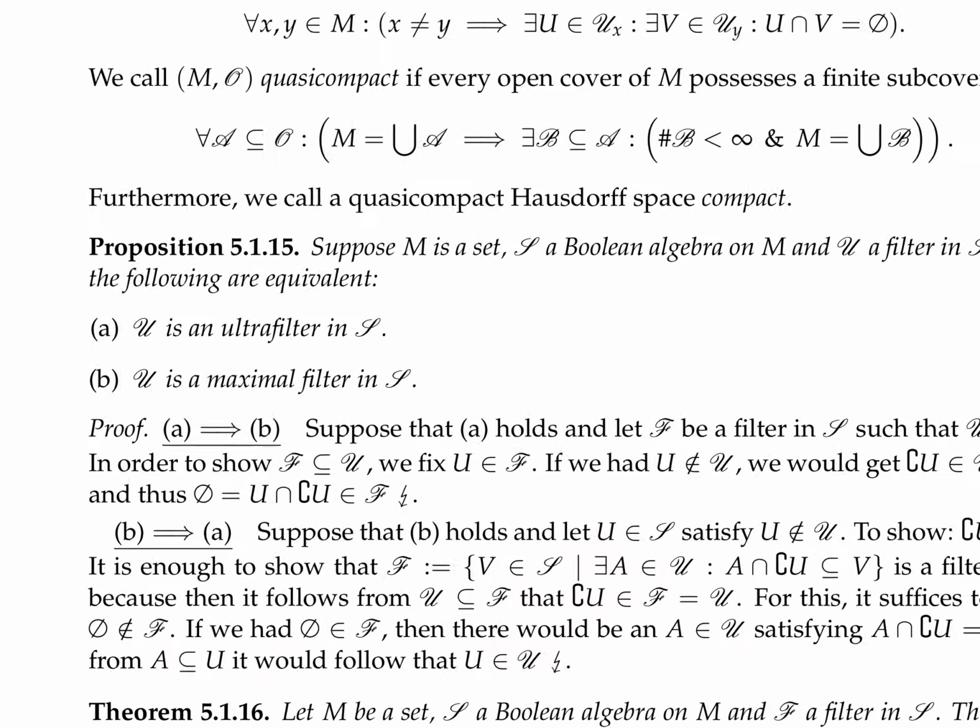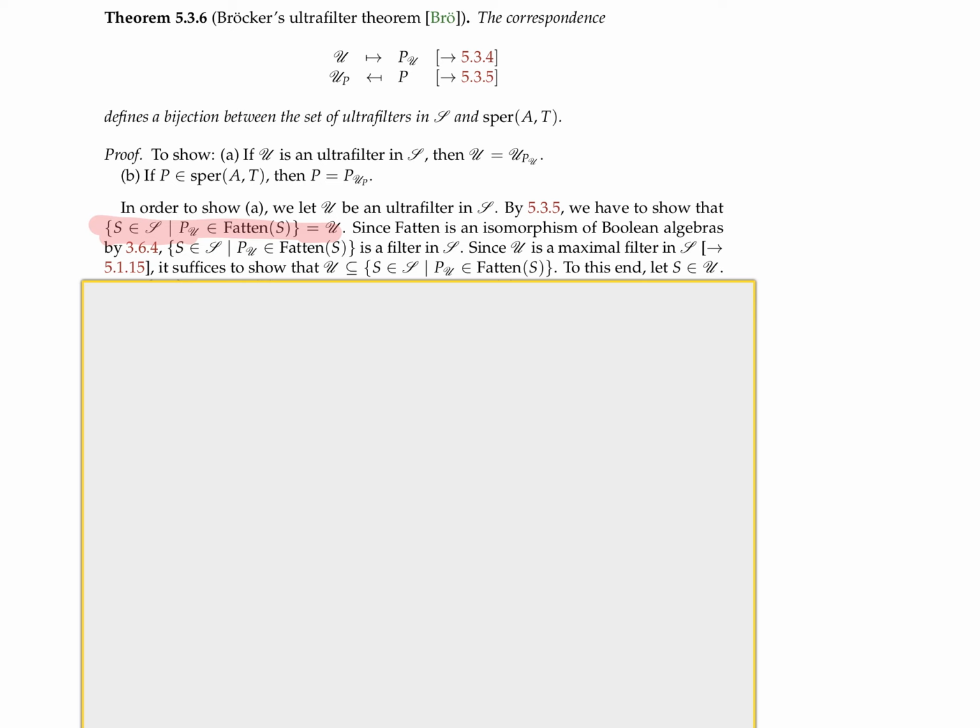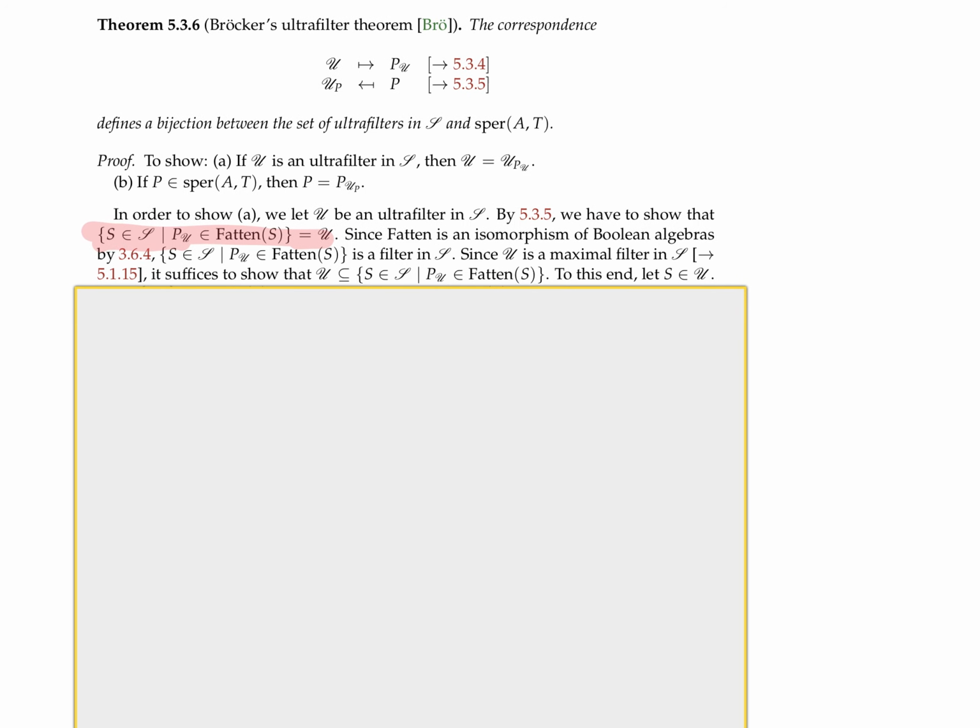Okay, so since U is a maximal filter in S, it suffices to show that U is contained in this, right? Because this is a filter, and U is a maximal filter. If I want to show them to be equal, which I have to show, then it's enough to show this inclusion, right? So again, 5.1.15 was really okay. We did this really in Boolean algebras, filters in Boolean algebras. Good.